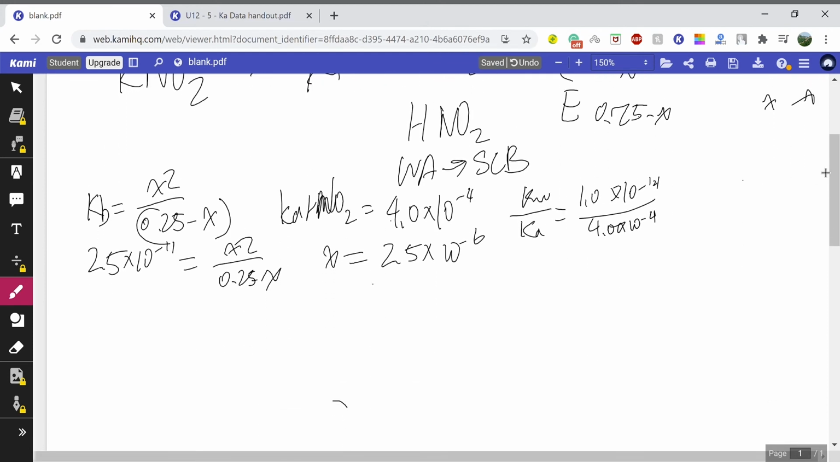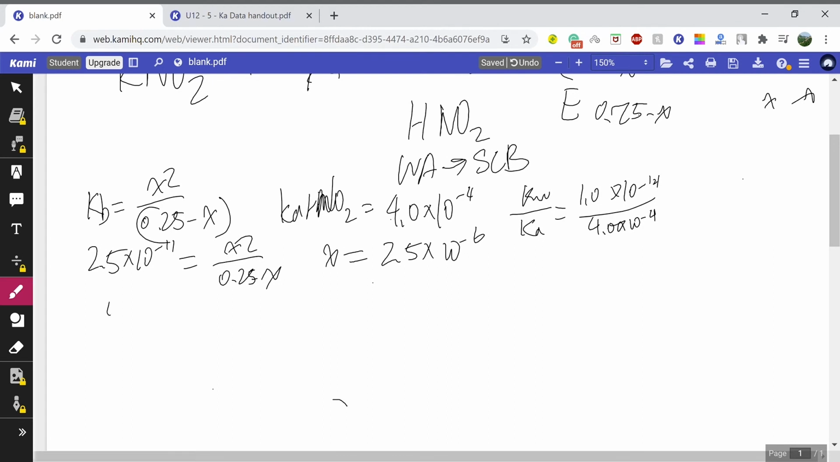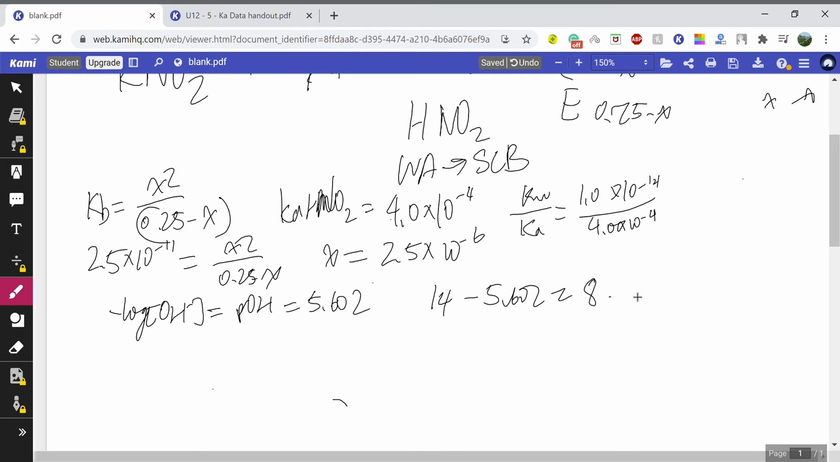So now that we know the concentration of OH, we can use the negative log of the concentration of OH minus, which is equal to the pOH. So let's do the negative log of our x, which is 2.5 e to the negative 6. That gives us 5.602. Now 14 minus 5.602 gives us 8.40. And now that is our pH for potassium nitrite.